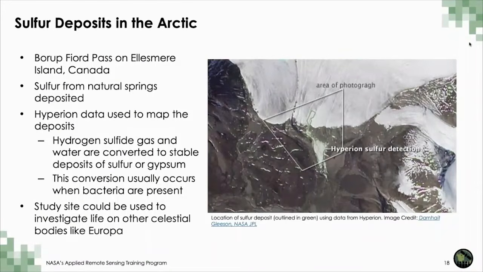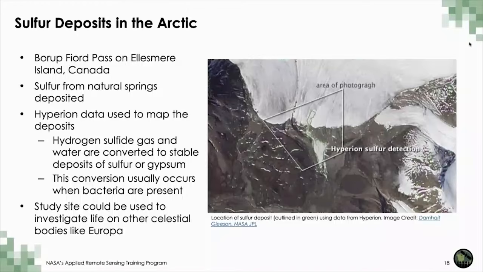Another example is the identification of sulfur deposits high in the Canadian Arctic. So this is a glacier-carved valley that is unlike any other on Earth. Bjorp Ford Pass on Ellesmere Island, shown in the top image, is the only known place where sulfur from a natural spring is deposited over ice. The sulfur leaves a pale yellow stain that almost seems to glow with the hyperspectral data. And here, again, we're talking about Hyperion.